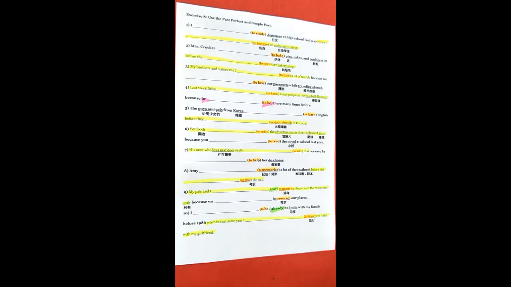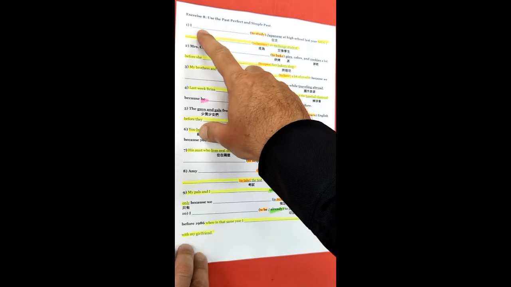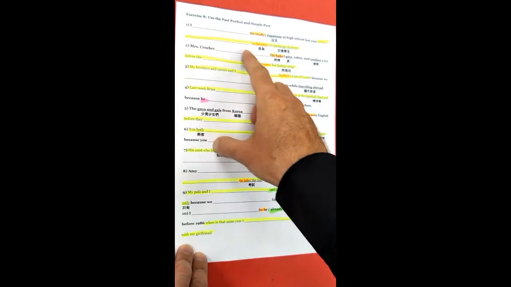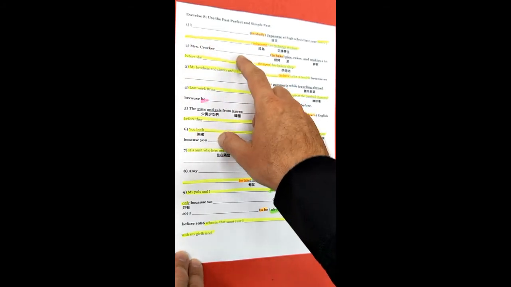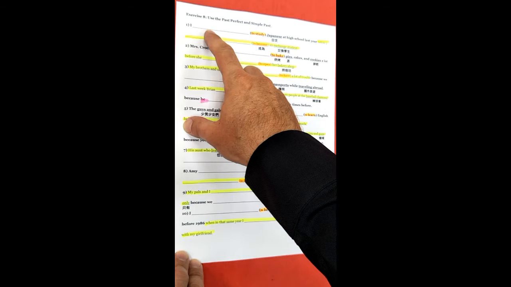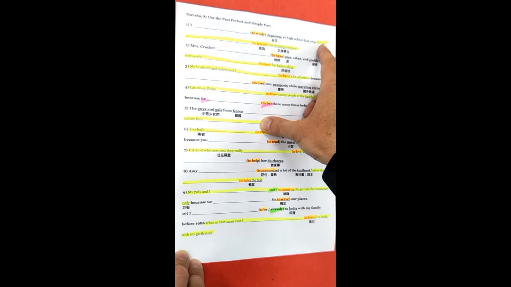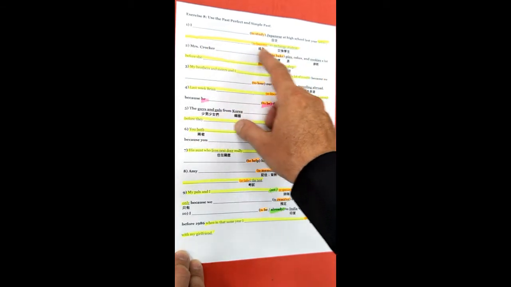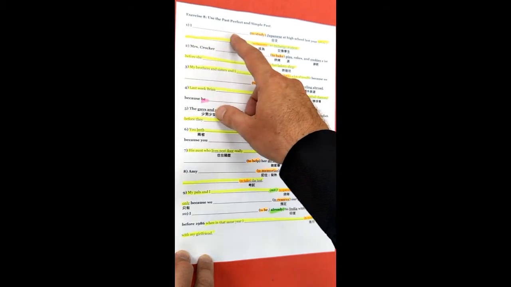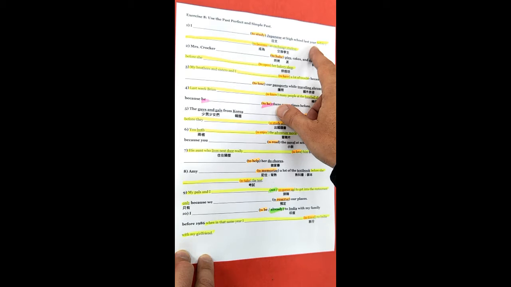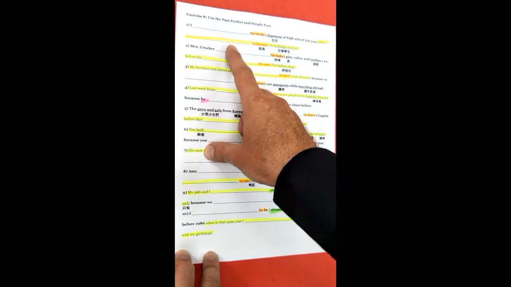All right, now let's do this. Number 1, to study, study, studied, studied. To become, become, became, become. I had studied Japanese at high school last year before I became an exchange student.